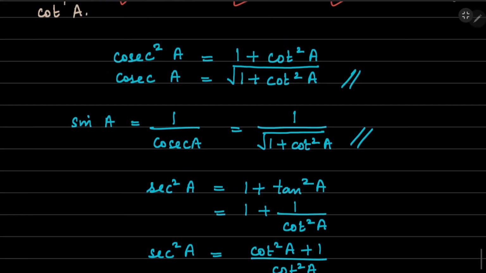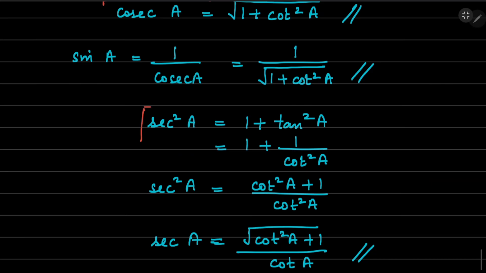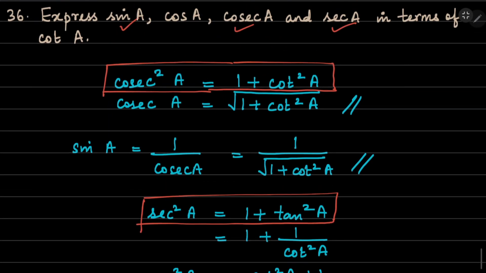So which are the identities that you already know? First one is this. Cosecant square equal to 1 plus cot square. This is one identity. And the other one is secant square A equal to 1 plus tan square A. Something which I have been repeating in all the questions. It will be very, very helpful. Okay.